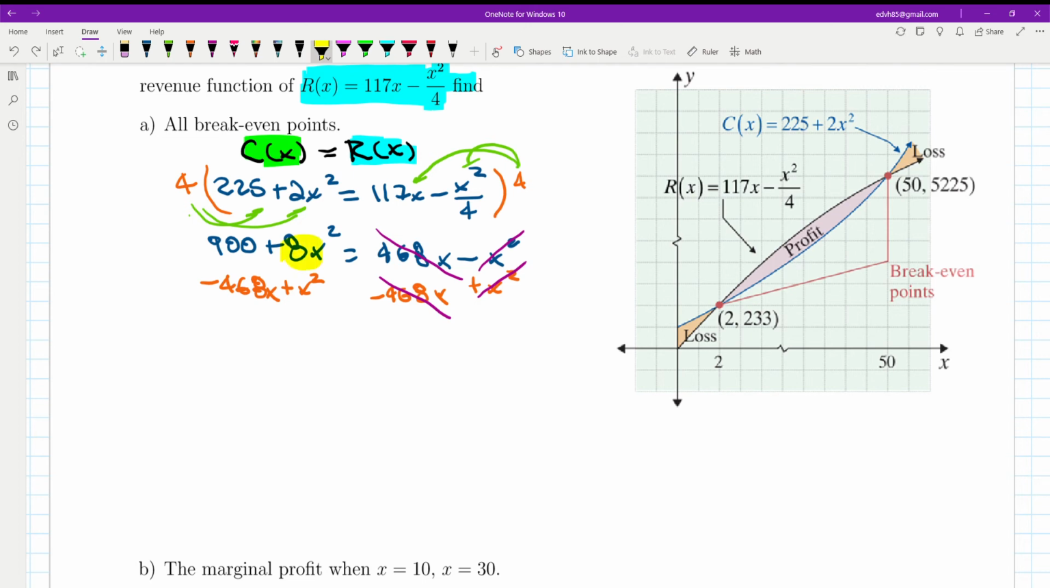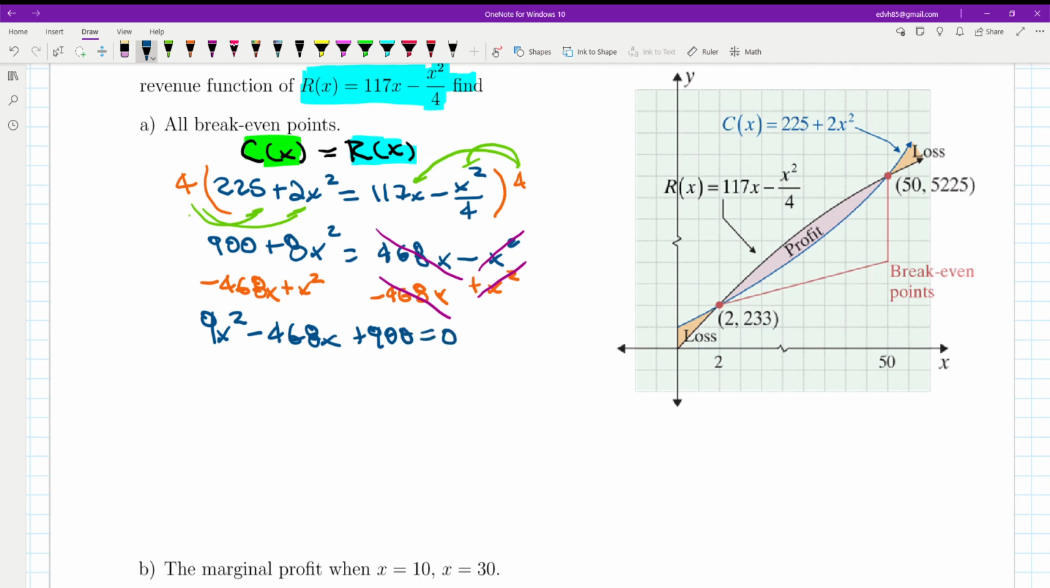Let me highlight it with a different color. Yes, this one makes better contrast. That's going to give us 9x squared minus 468x plus 900 equals 0.